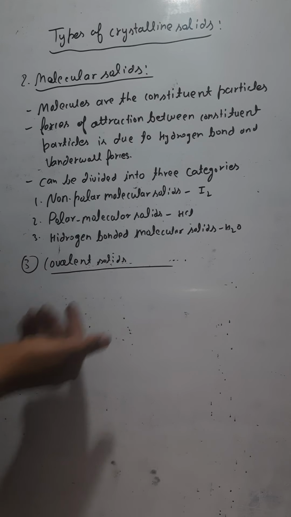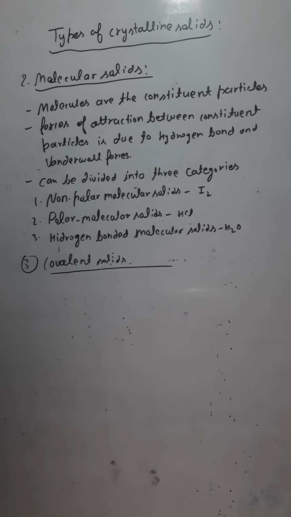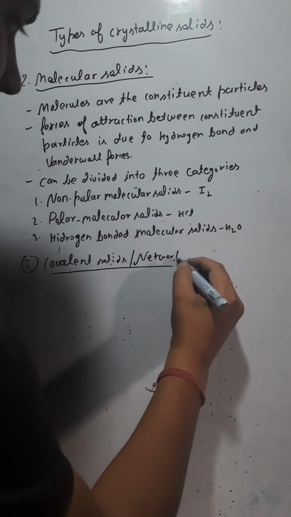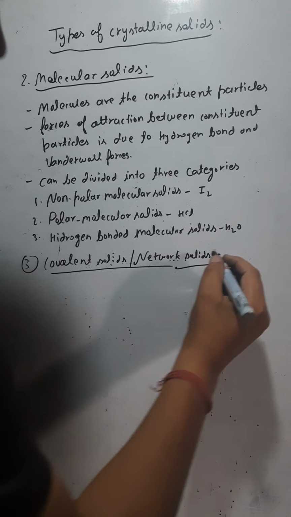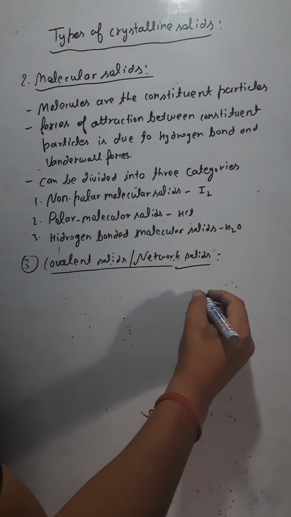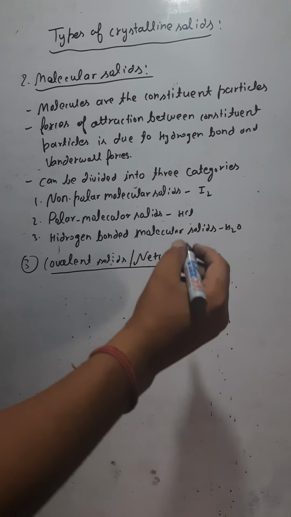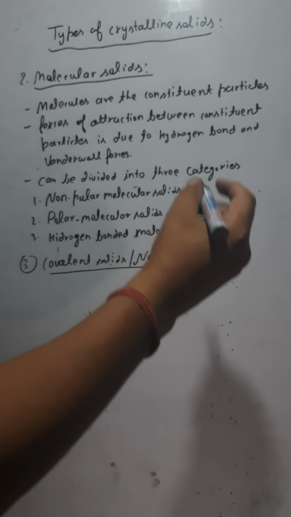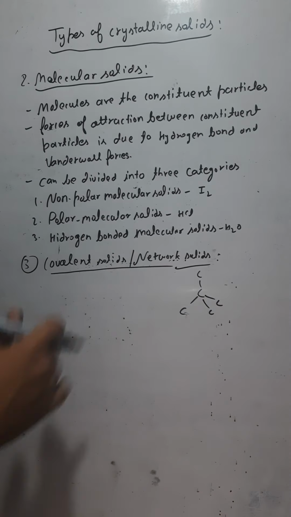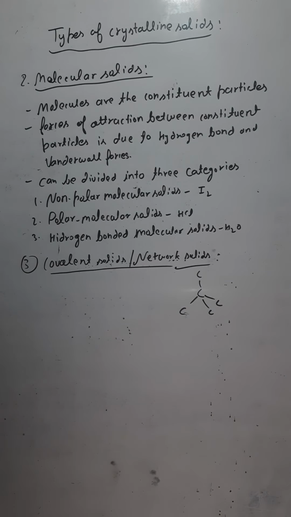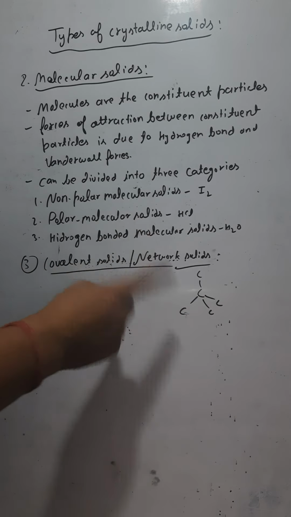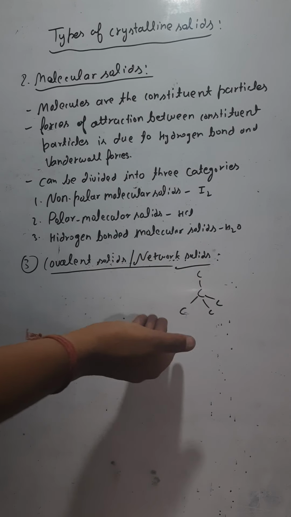Then we have the third category of crystalline solids, that is the covalent solids. Covalent solids are also known as network solids, because the atoms make a network, like in the example of diamond. Diamond is the best example of covalent solids. This example suggests these covalent solids are going to be very hard. You know diamond is the hardest one.